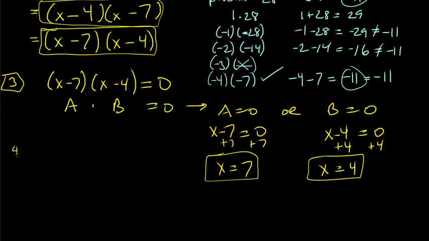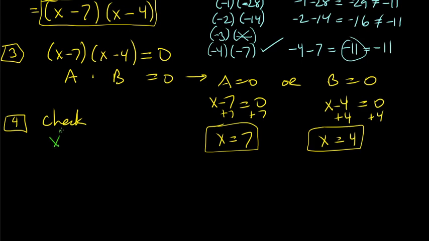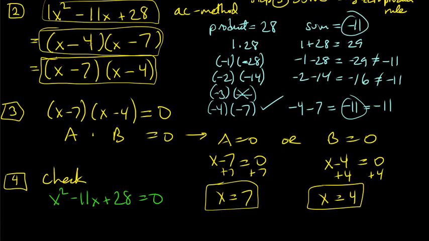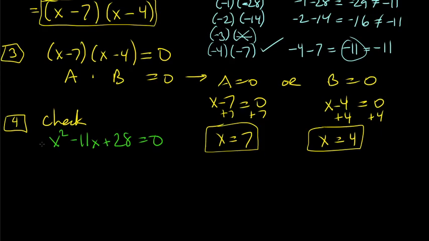So we'll consider this step 4. Let's check. By now, I completely forgot the original equation. It was x squared minus 11x plus 28. This was the original equation. Again, we did turn it into this equation here. And if you check this equation, sure, it's obvious: 7 minus 7 is 0, and 4 minus 4 is 0. But I would recommend you go back to the original equation. And I'll explain why after I check here.